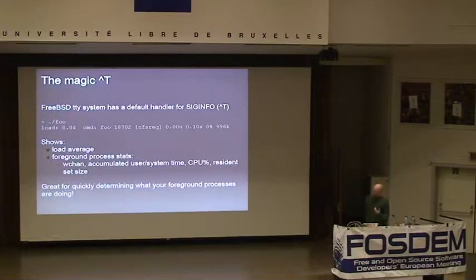By default, the Control-T key will send a SIGINFO to the foreground process, and the TTY system has a default handler for SIGINFO. And if you run your process and you want to know what's going on, maybe it's not giving the expected output or it's taking too long, so on, you can just press Control-T and it'll tell you that, in this case, the load average is 0.04, the foreground command is foo, this is the PID, and this is typically an interesting field here which tells you the wait channel. In this case, it's telling me that the application was waiting for an NFS request.